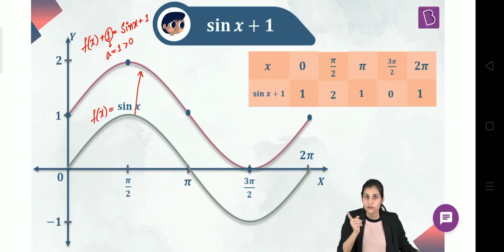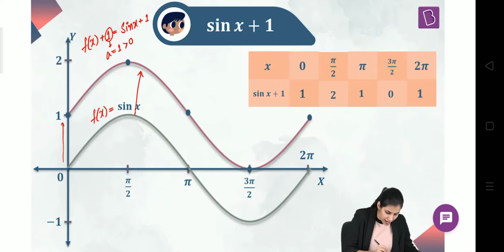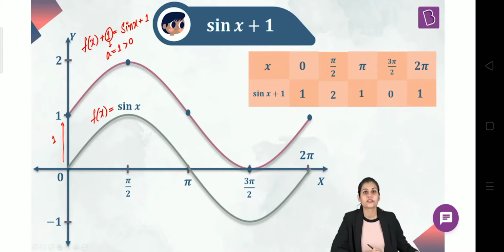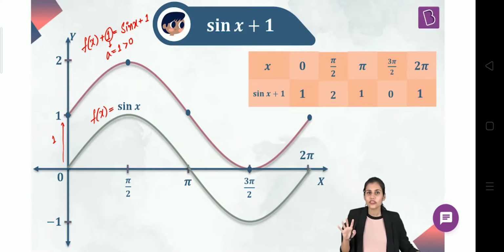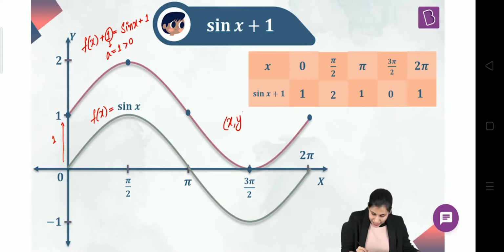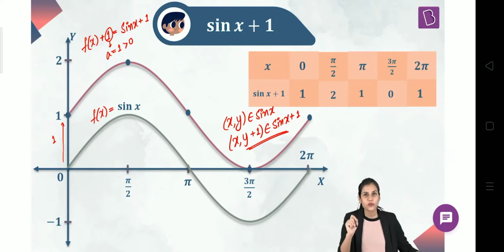Do you agree? In fact, to be precise, if I take the graph of sin x and I shift it vertically in the upward direction by 1 unit, I am going to get the graph of sin x plus 1. And this is not just a random observation, there is logic behind it. If corresponding to an input x, y is the output of sin x, then corresponding to the same input x, y plus 1 is going to be the output of sin x plus 1. Right? That's why shifting the graph of sin x vertically upward along the y-axis by 1 unit is going to give you the graph of sin x plus 1.